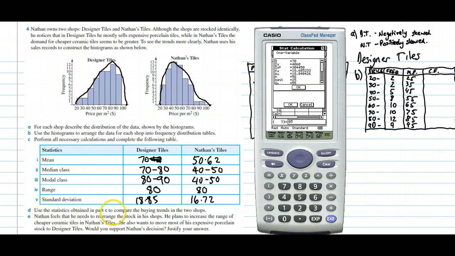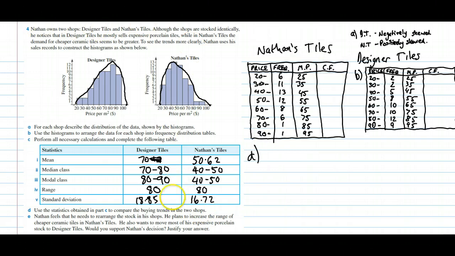Use the statistics obtained in Part C to compare the buying trends in the two shops. Okay, the key thing to notice about the differences between the designer tiles and Nathan's tiles is that the mean, the median class and the modal class are all higher for designer tiles than for Nathan's tiles. So the measures of central tendency are all higher. These are all measuring prices. So people are buying more expensive tiles at designer tiles than they are at Nathan's tiles. That's the key thing that these statistics are saying.